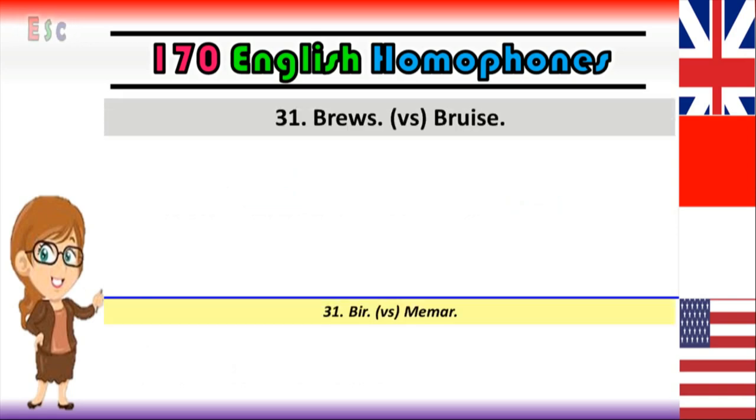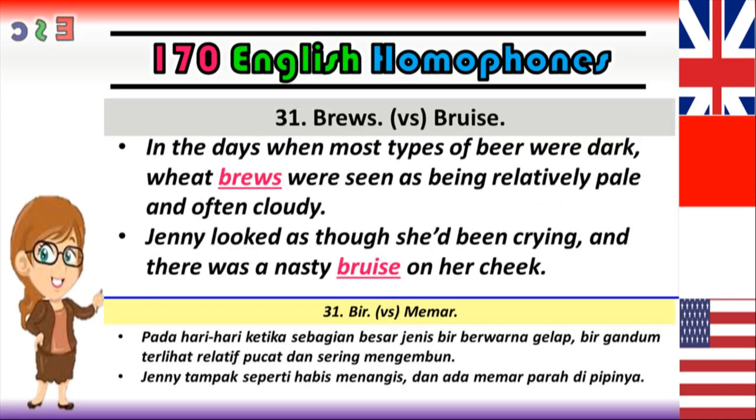31. Brew versus bruise. Examples. In the days when most types of beer were dark, wheat brews was seen as being relatively pale and often cloudy. Jenny looked as though she'd been crying, and there was a nasty bruise on her cheek.